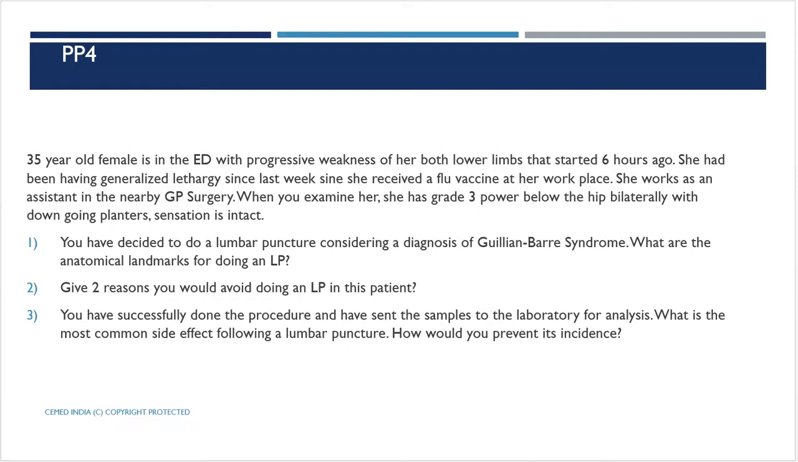Okay, so you have decided to do a lumbar puncture considering a diagnosis of Guillain-Barré syndrome. What are the anatomical landmarks? So posterior iliac crest, the horizontal line joining the posterior iliac crests is at the level of the L4 spine. So either one space above is L3, L4, or one space below is L4, L5. You can make a puncture.